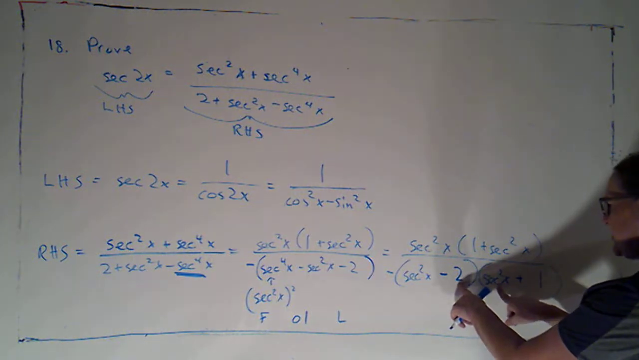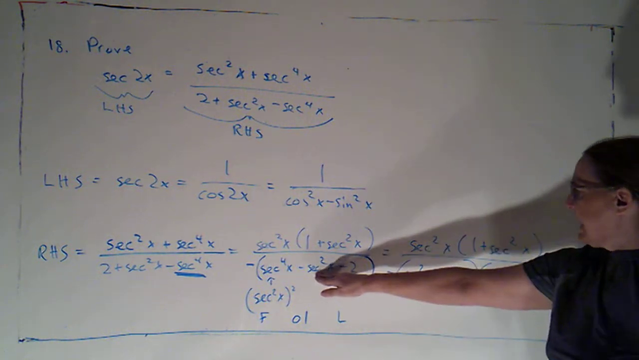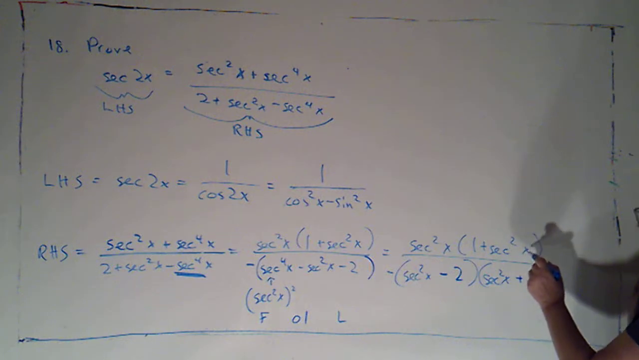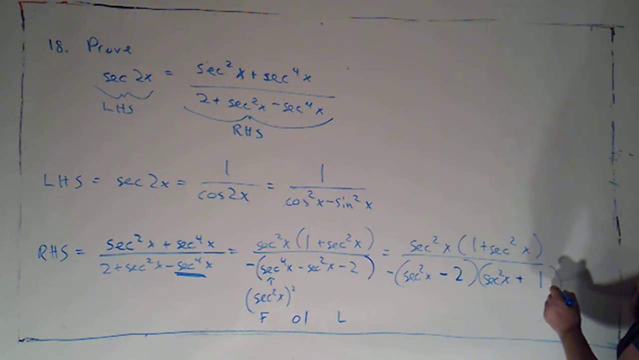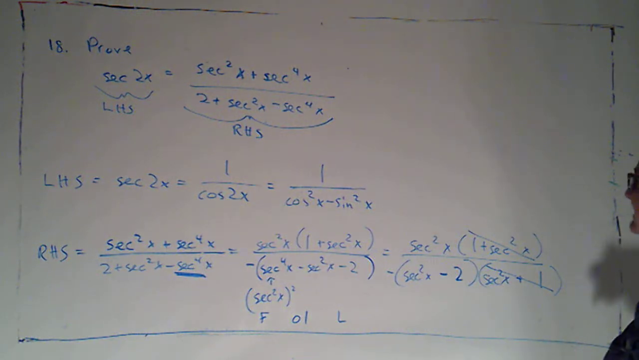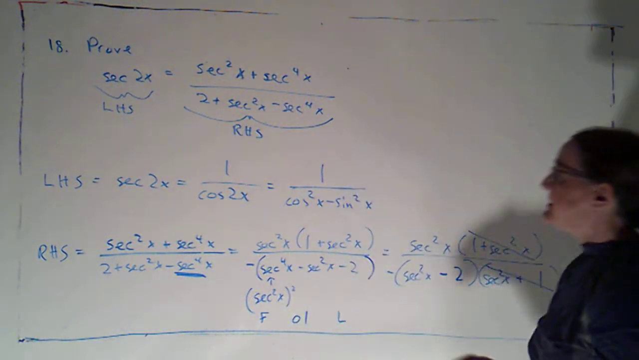That way I get negative 2 secant squared plus secant squared, which will give me a negative secant squared. Okay. Now, one thing I like about this is 1 plus secant squared is exactly the same as secant squared plus 1. So I can cancel that. And let's see. I need to clear some space.